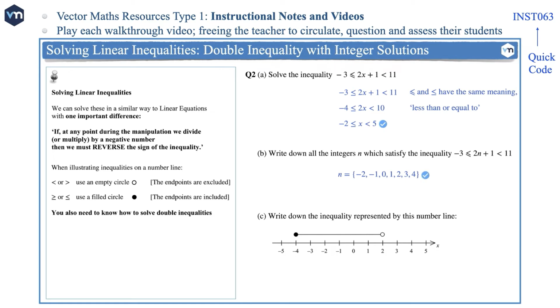In Part C, we're asked to write down the inequality represented by this number line. The solid circle at -4 means we must include -4, and the empty circle at 2 means we must exclude 2. Therefore, the inequality is -4 is less than or equal to x, which is strictly less than 2.